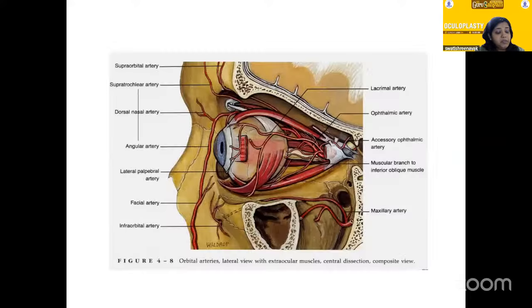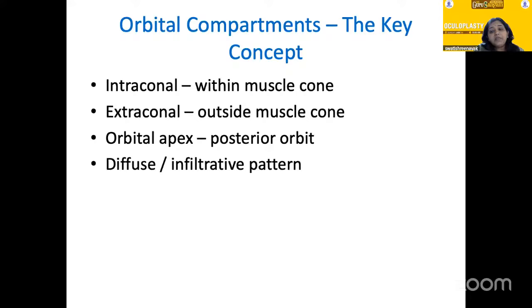So again, coming to the muscles, it involves 7 muscles: the 4 extraocular muscles, the 2 obliques, along with the levator palpebrae superioris. Now, there are also 7 nerves inside it: the optic nerve, the oculomotor nerve, the abducens nerve, the trochlear nerve, the lacrimal, the frontal, and the nasociliary branch of the ophthalmic division of the trigeminal nerve. Now, the key concept when we deal with orbital tumors is to understand the orbital compartment.